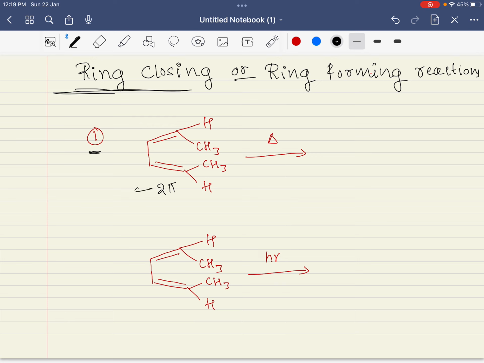2 pi bonds means you know that it is a 4 pi electron system and the condition here is thermal. 4 pi electron system and thermal, you know the selection rule, you have to do the conrotatory. This pi bond will be shifted here to form a new pi bond and this pi bond will be utilized for the formation of new sigma bond. The basic product is this one. Then the stereochemistry will be decided by this conrotatory. Conrotatory means you already know that it is moving in one direction.